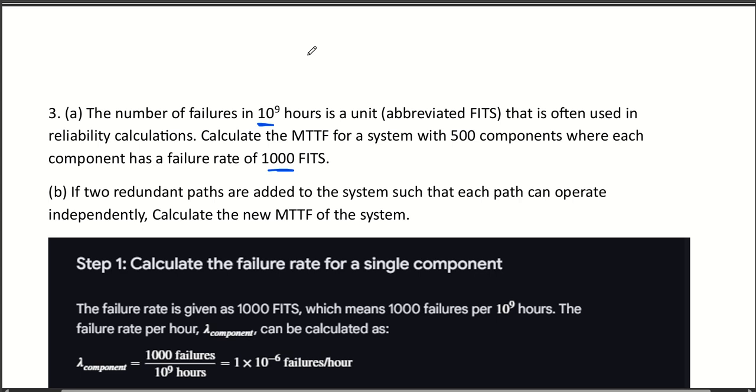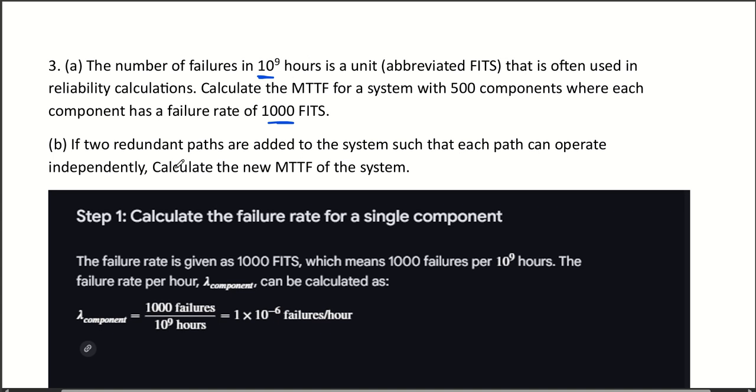Now, let's start with the first question. You realize that the failure rate is giving us 1000 FITS, which means that there are 1000 failures for every 10 exponent 9 hours, because that's the definition of FITS, right? Failure rate in 10 exponent 9 hours.